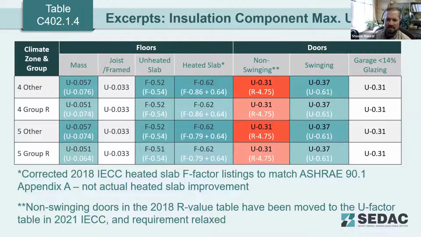Also, the 2021 IECC did a little bit of correction on the heated slab U factor or F factor requirements in this table, accounting for alignment more with the ASHRAE 90.1 Appendix A definitions. So while there isn't a 2-part requirement, as you can see there for the 2018 IECC values in parentheses, they had an F factor for the underslab and an F factor for the perimeter. That's all been combined into a single F factor for the heated slab to bring the 2021 IECC in alignment with ASHRAE 90.1. But it's not necessarily a loss in efficiency there like it is with the doors.